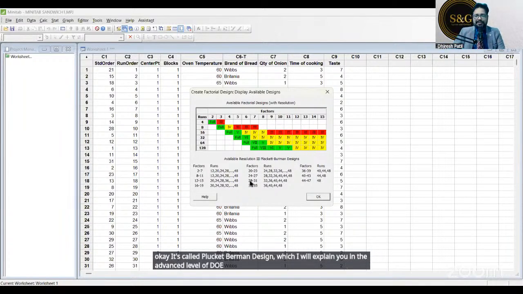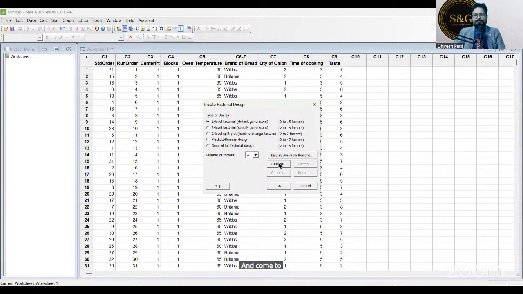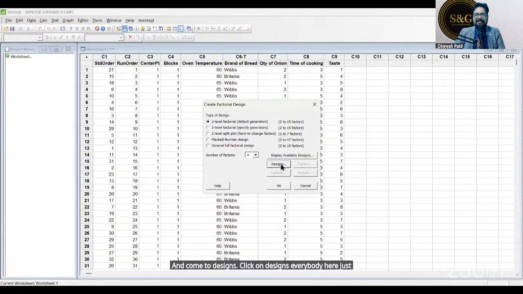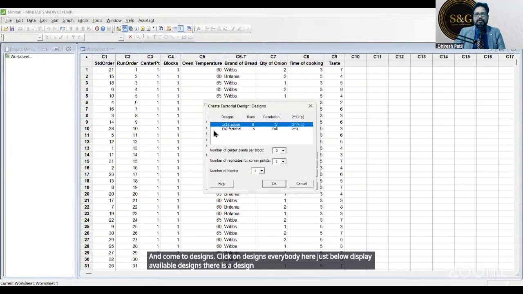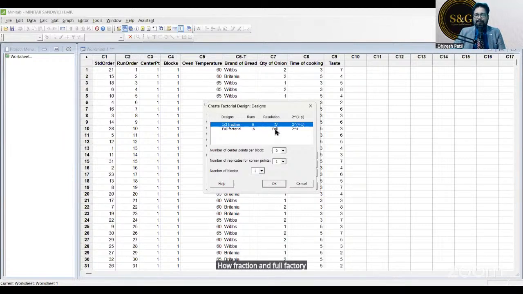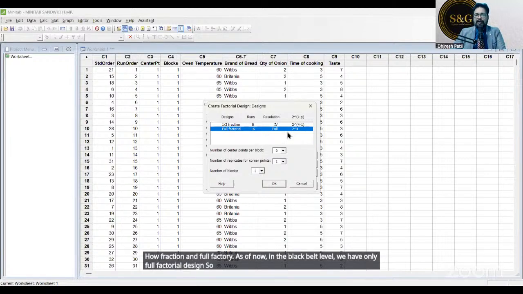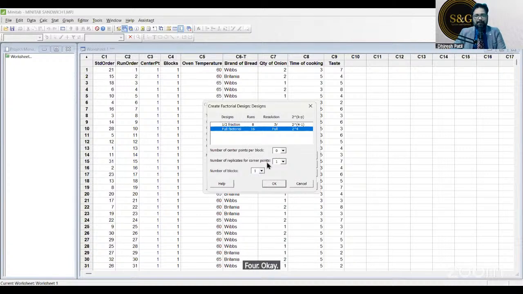Let's go back to this and come to designs. Click on designs, everybody. Here, just below display available designs, there is a design. Now there are 2 options, half fraction and full factorial. As of now, in the black belt level, we have only full factorial design. So we'll select full factorial, 2 raised to 4. Okay. Number of center points, just keep it as 0.